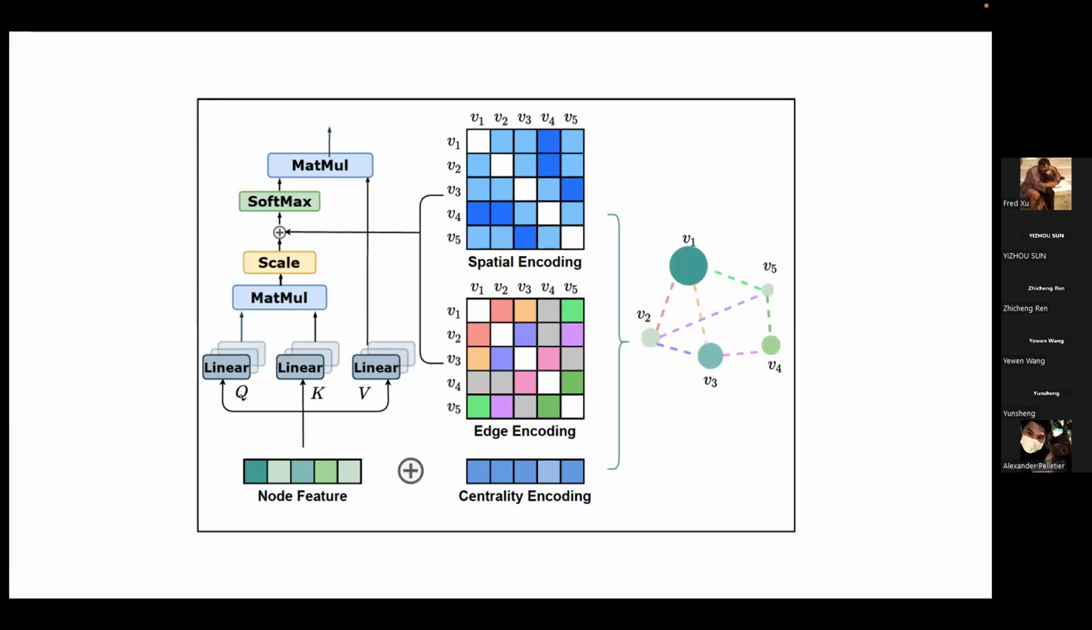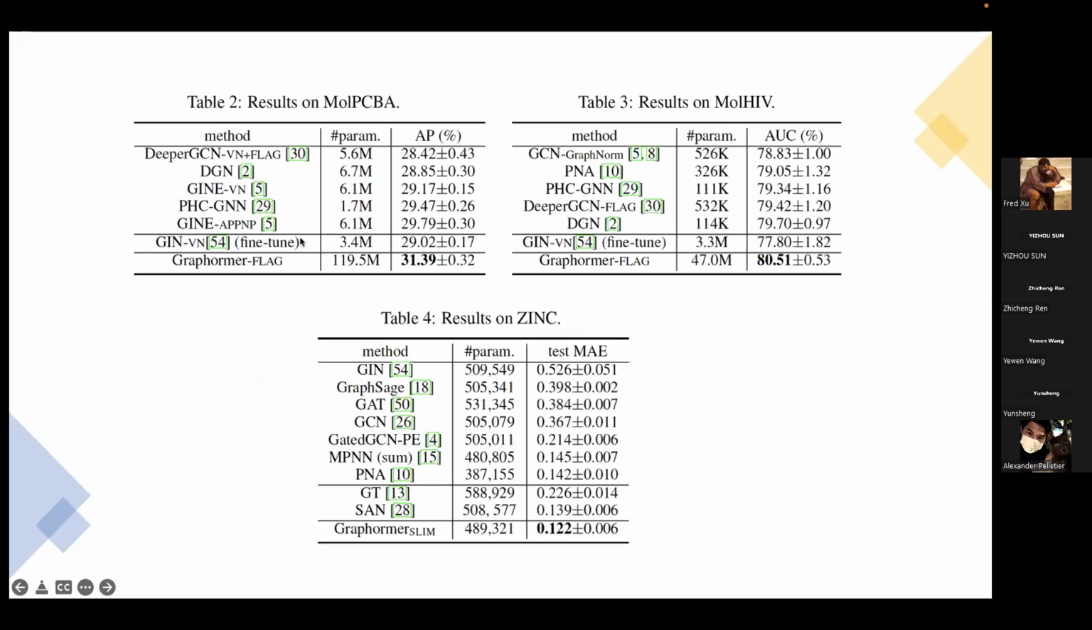So this is basically the pictorial summary. You have additional node features, and then you involve the edge features and the shortest path feature in the computation of your attention. They showed their performance on a couple of biology and chemistry data sets, and at that time they achieved the state of the art.